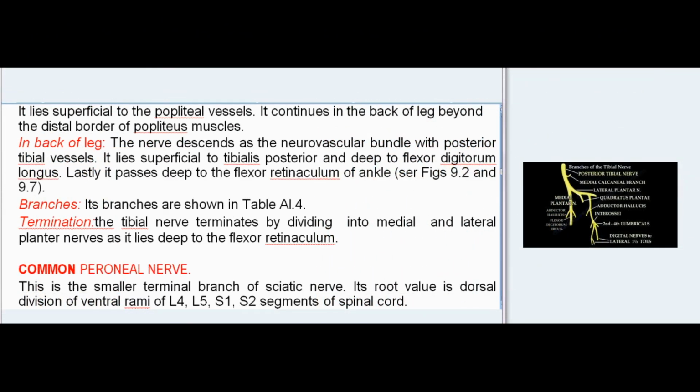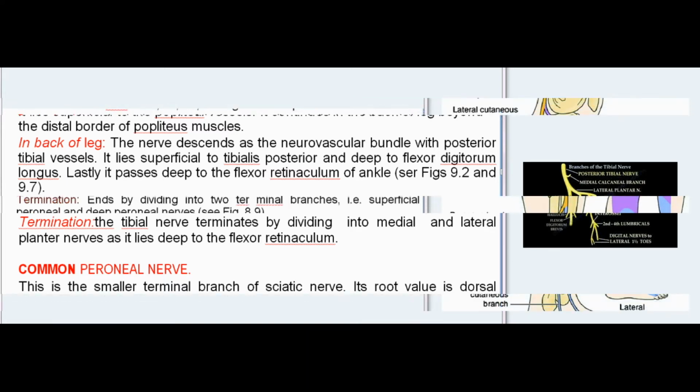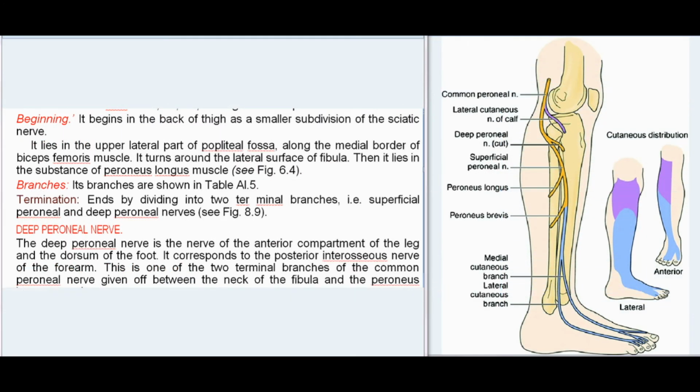Common peroneal nerve. This is the smaller terminal branch of the sciatic nerve. Its root value is the dorsal division of the ventral rami of L4, L5, S1, S2 segments of the spinal cord. Beginning: it begins in the back of the thigh as a smaller subdivision of the sciatic nerve. It lies in the upper lateral part of the popliteal fossa, along the medial border of biceps femoris muscle.